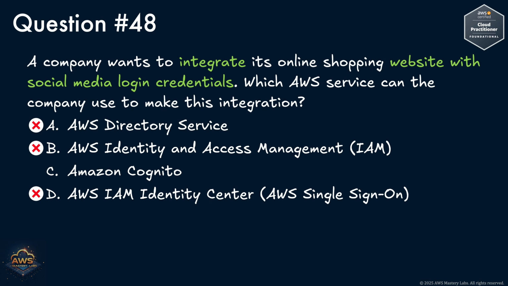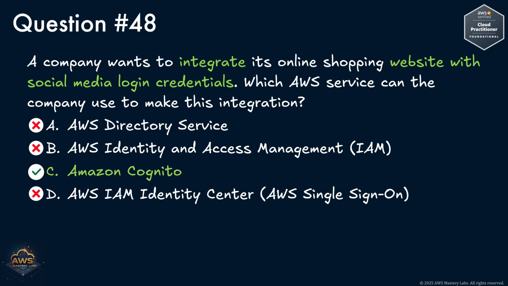Option D, AWS IAM Identity Center, AWS Single Sign-On. IAM Identity Center is ideal for managing workforce access across AWS accounts and third-party applications using SAML or OIDC. It's tailored for business users needing SSO across enterprise platforms, not public consumers logging in through social platforms. Incorrect, because it is best for enterprise SSO, not consumer-facing social login features.